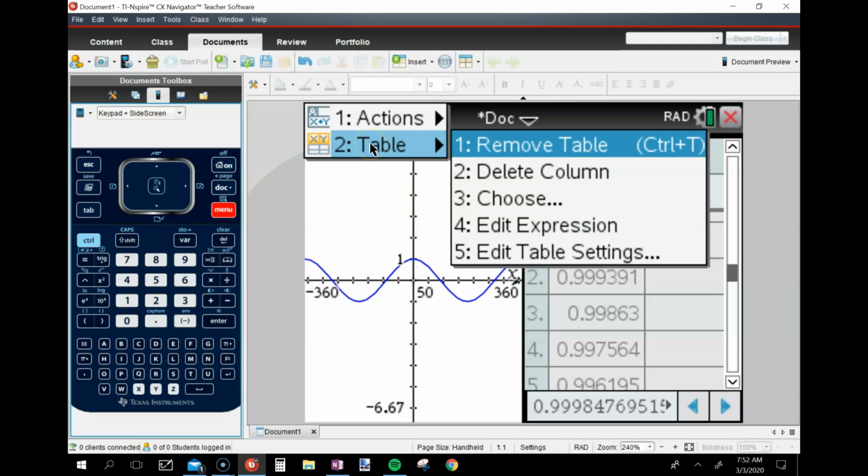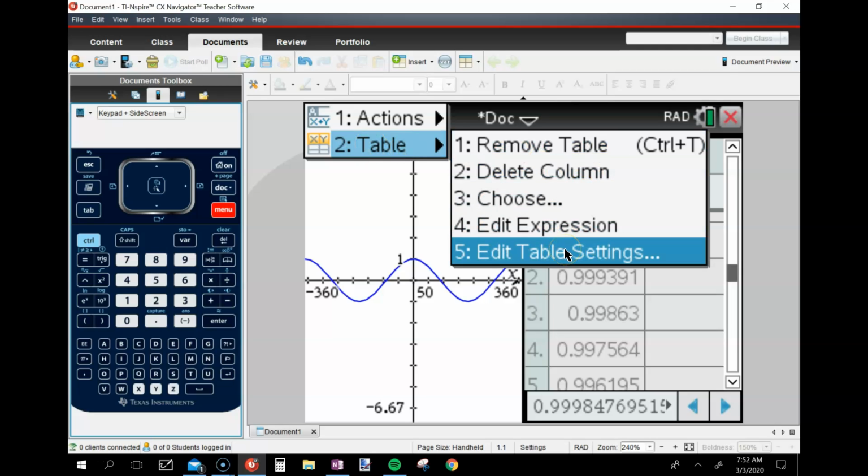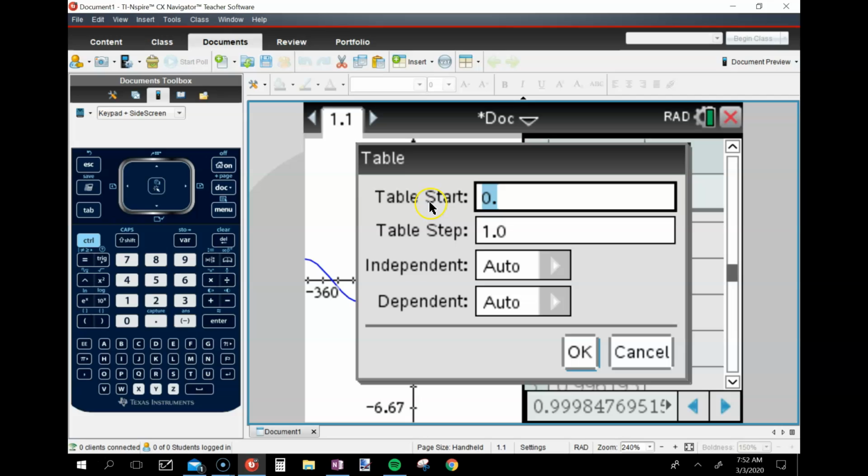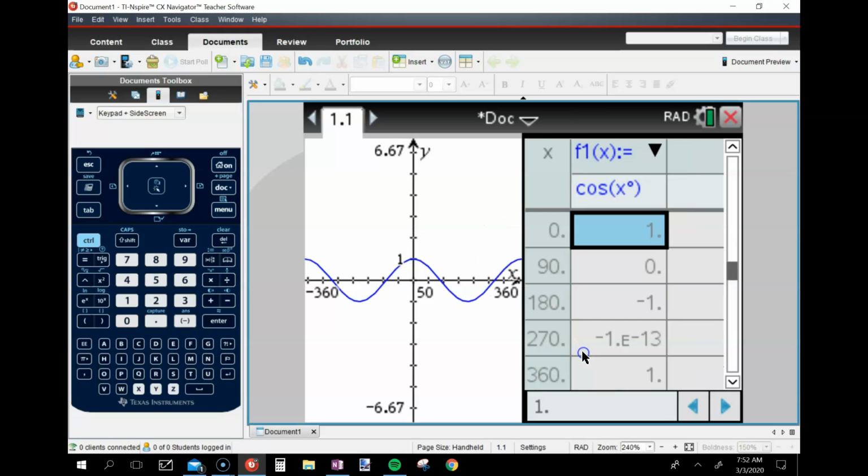and I change my table settings. Okay? Now watch how I'm going to change the settings. I'm going to start my table at 0. Table step means how much I'm going to change from one row to the next. Now we graphed every how many degrees? Every 90 degrees, right? So if I change this to be a 90, then my table's going to start at 0. The next one it's going to show is 90, and then it's going to show multiples of 90 degrees.